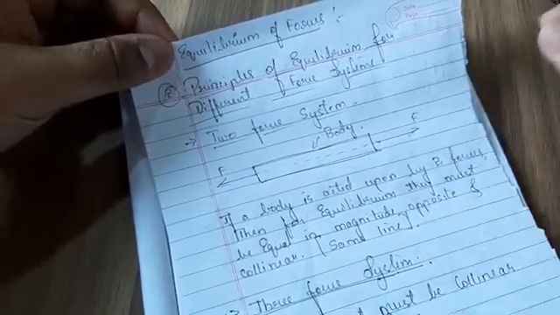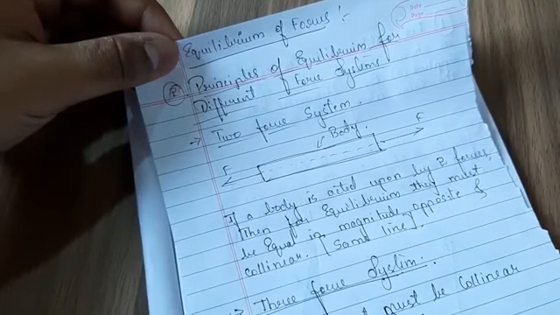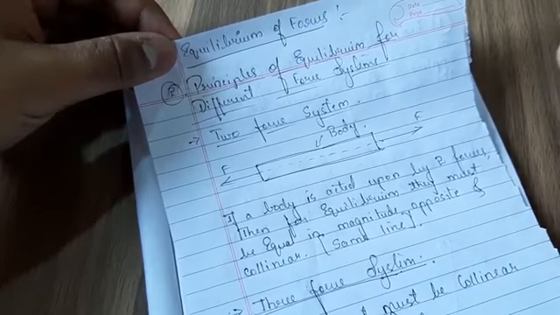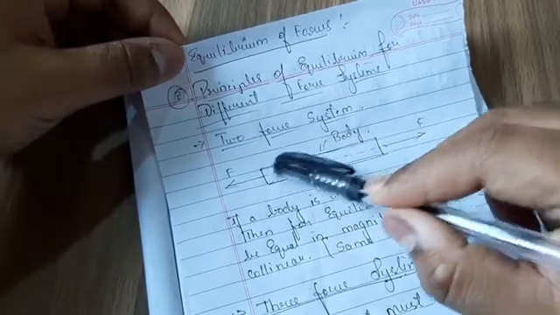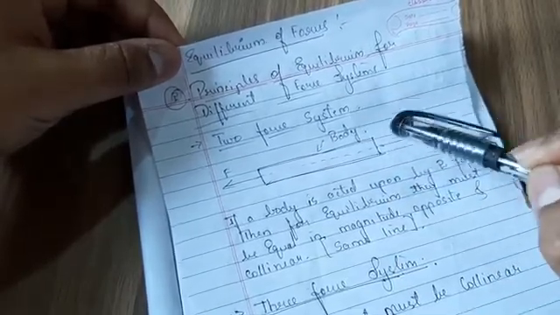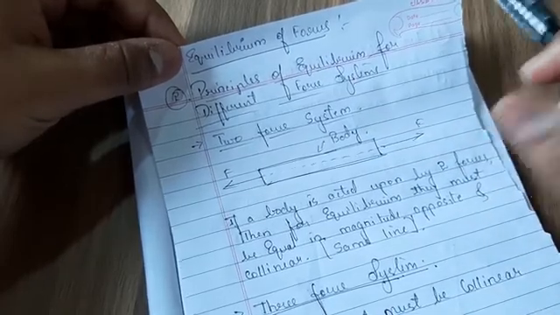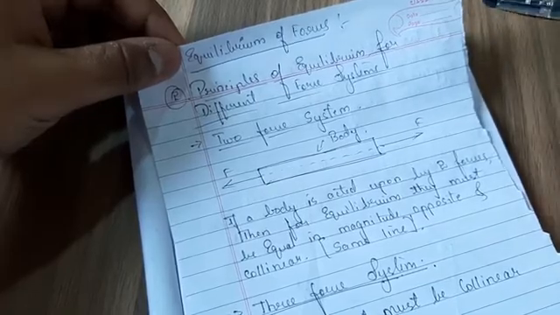And what does the two force system say? If a body is acted upon by two forces, then for equilibrium the forces must be equal in magnitude, opposite and collinear, with the same line. Okay, the resultant also lies in the same line. The magnitude will be the same as this force and the direction will be opposite. Only the direction will be opposite to the force, the rest is the magnitude, and it also lies in the same plane as the force.